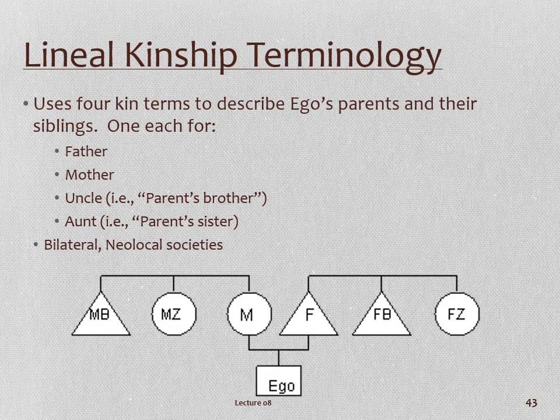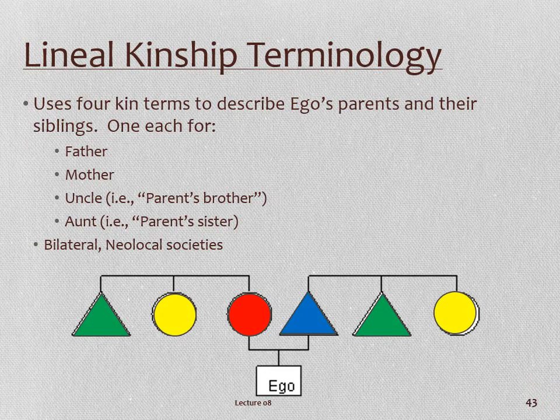So, for example, the English word uncle applies to ego's father's brother and to ego's mother's brother. Uncle could therefore be defined as parent's brother. Aunt applies to both ego's father's sister and ego's mother's sister, which means that its definition is parent's sister. This is called lineal kinship terminology. Because our descent rule is bilateral, our kin terms do not differentiate mother siblings from father siblings. Both kinds of kin are supposed to be equally important.